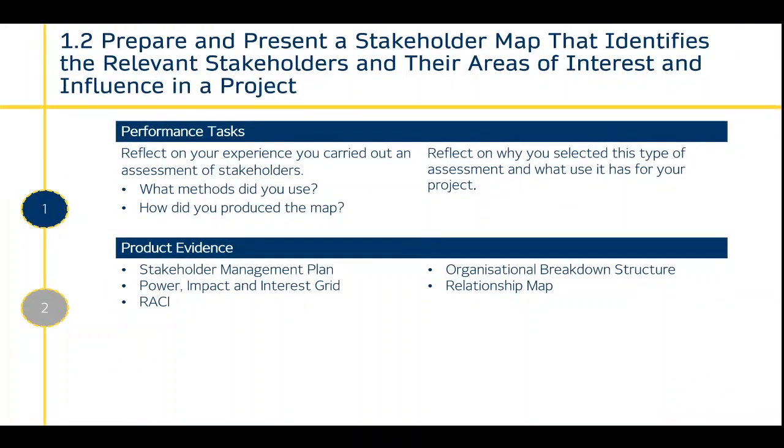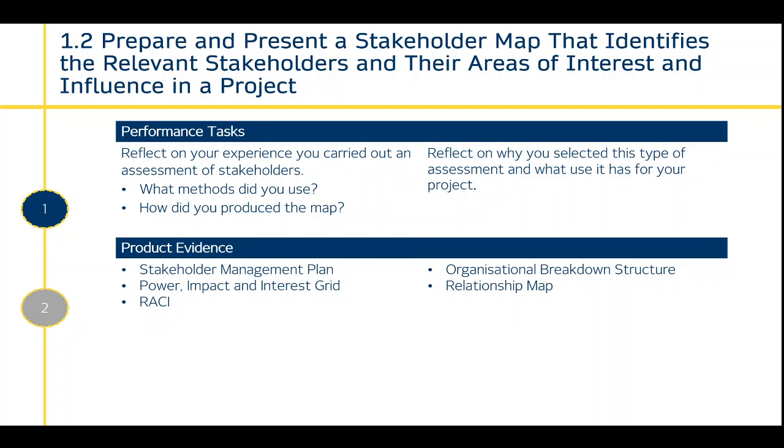1.2: prepare and present a stakeholder map that identifies the relevant stakeholders and their areas of interest and influence in a project. So this is you starting to assess your stakeholders by plotting them on a power and interest grid, or an influence and interest grid. So reflect on your experience carrying out an assessment of stakeholders. What methods did you use? How did you produce the map? Reflect on why you selected this type of assessment and what use it has for your project.